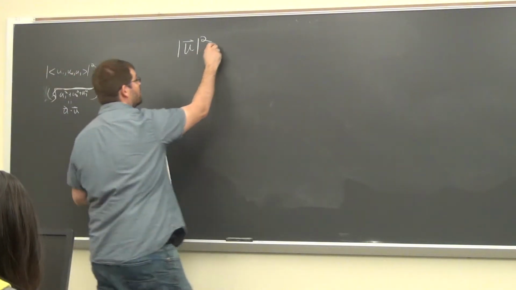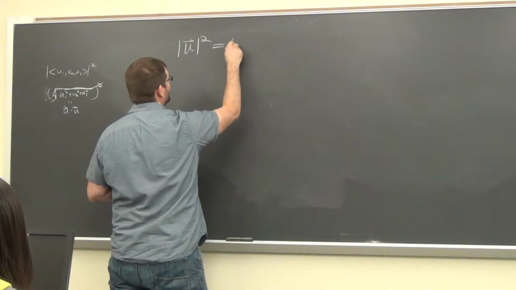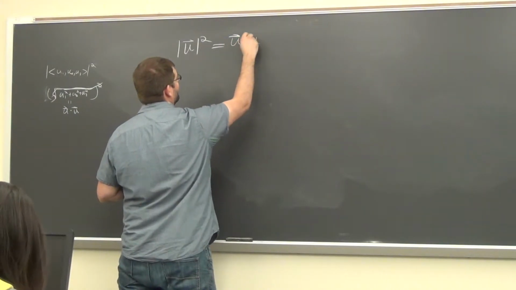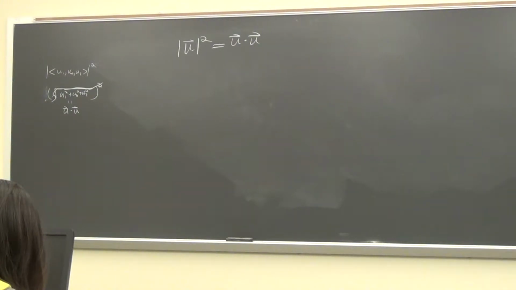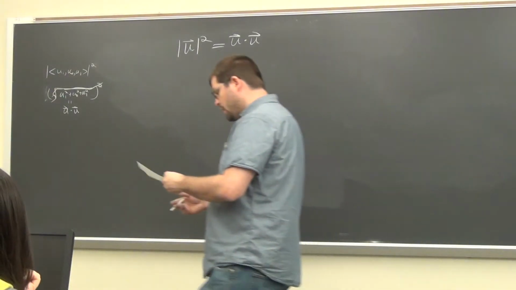And so here's one of the important properties: the dot product of a vector with itself is just the square of the magnitude. In other words, sometimes you'll use that the magnitude is the square root of the dot product. So be able to use both of those.